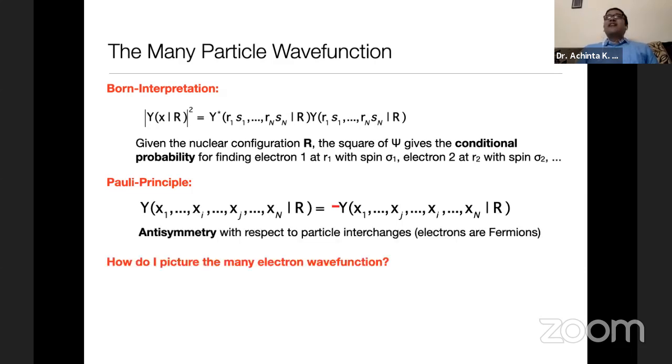Now the question is how I can picture this wave function. The wave function has three coordinates, x, y, z, and one fourth coordinate, that is spin. Can I visualize this? The answer is no. For n electrons, I have 4n coordinates. Human brains cannot think of more than 3 dimensions, so you are talking of 4n dimensions? No, we cannot think of that. That is simply impossible, so you cannot visualize the wave function. What you can just calculate is the wave function square.